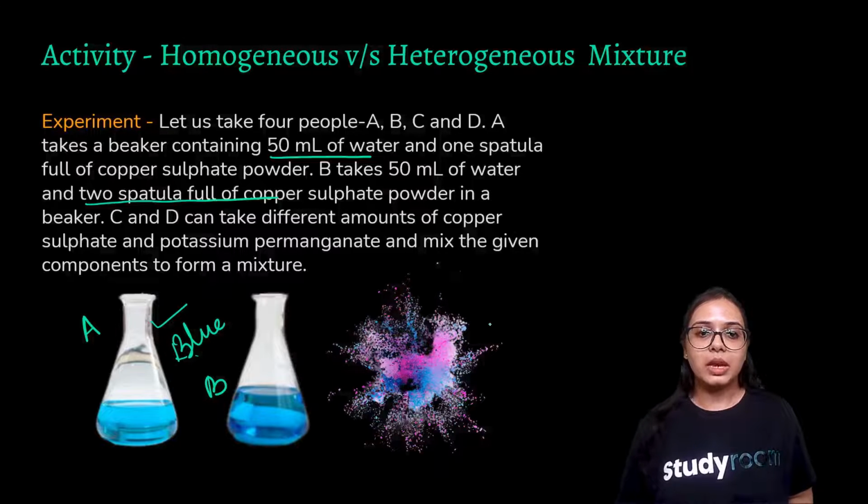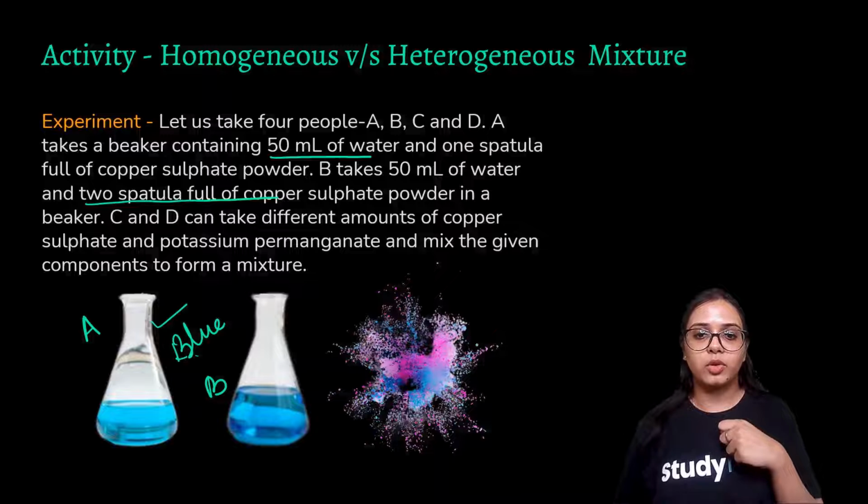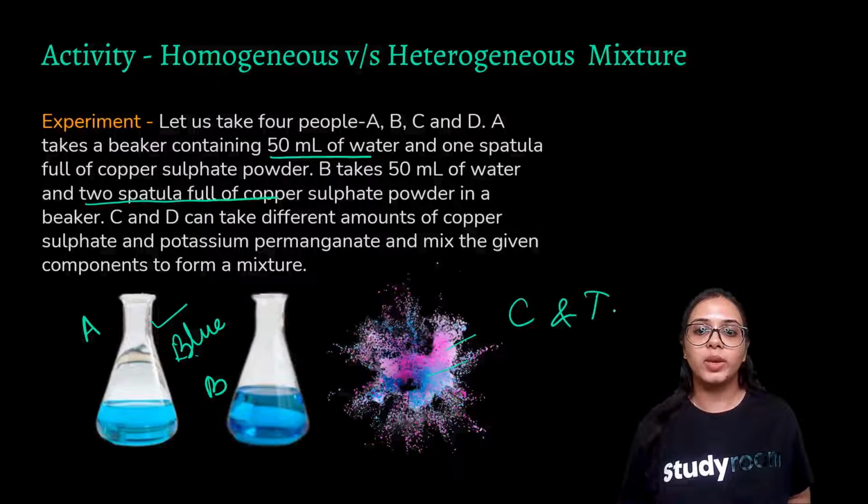Whereas persons C and D have taken different amounts of copper sulfate and potassium permanganate. There is no water in what C and D have taken. They have only taken different amounts of copper sulfate powder and potassium permanganate powder, that blue and pink powdery substance, and they have mixed the components to form a mixture. So what C and D would be getting is something like what you can see in the diagram.